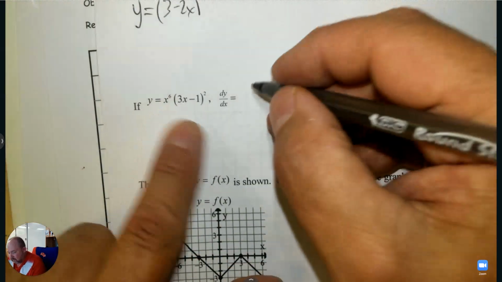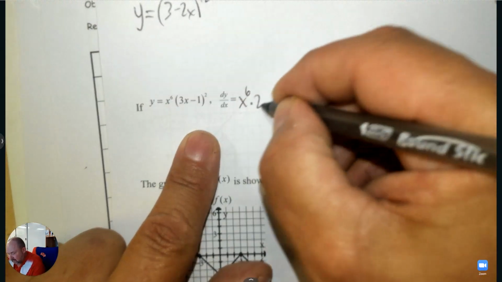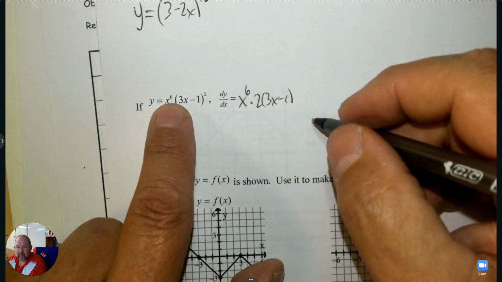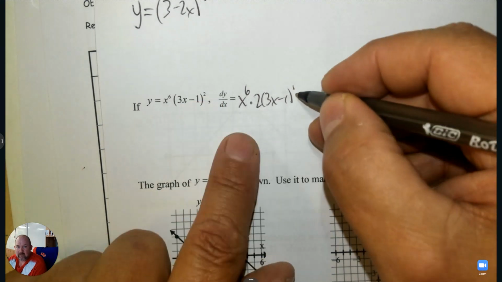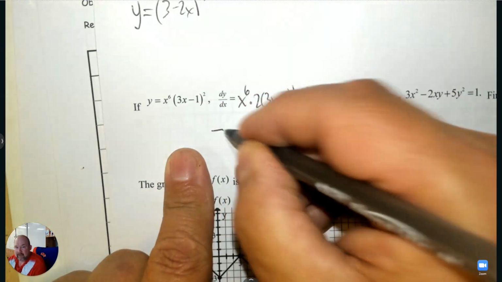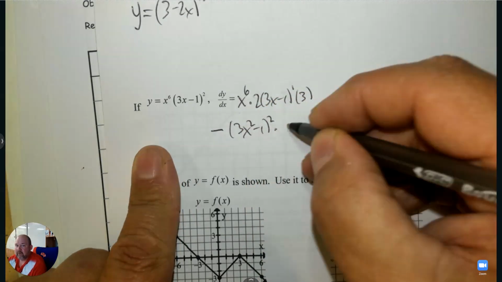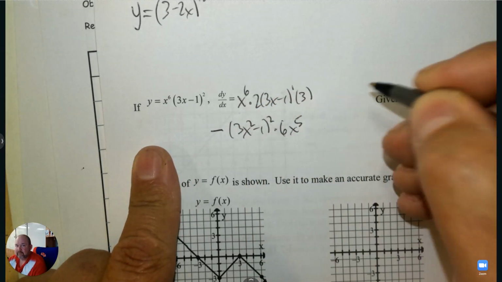This is the product rule. That's the first times the derivative of the second. So 2 times 1 in front, and then subtract 1 from the exponent. I don't need that. And then the hook, minus the second times the derivative of the first.